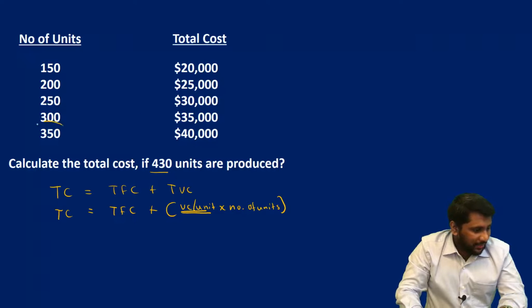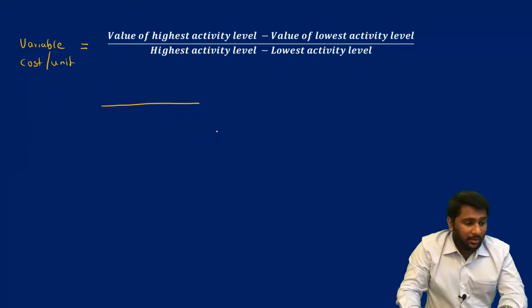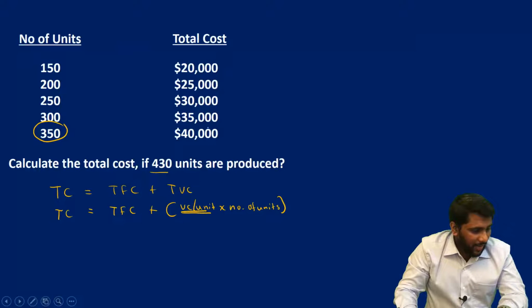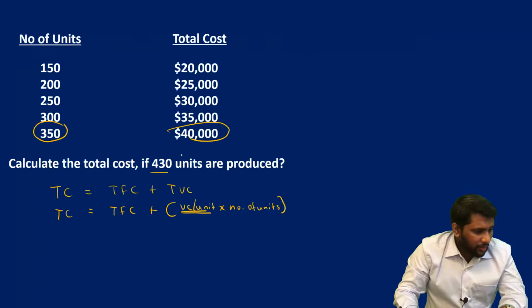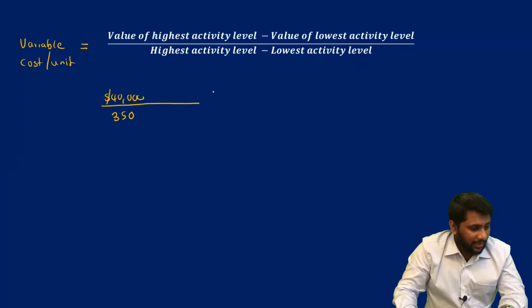What is the highest activity level? 350. The cost at the highest activity level is 40,000. I'll write it here: 350 is the highest activity level, and the cost of the highest activity level is 40,000. The lowest activity level is 150. The cost of the lowest activity level is 20,000. So here 150, here minus 20,000.